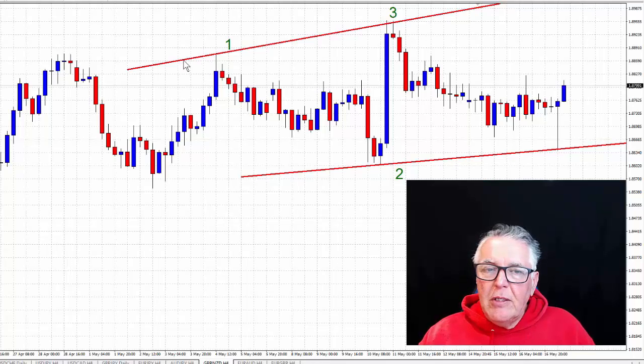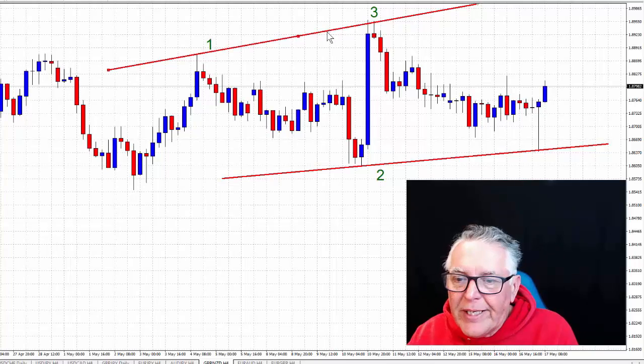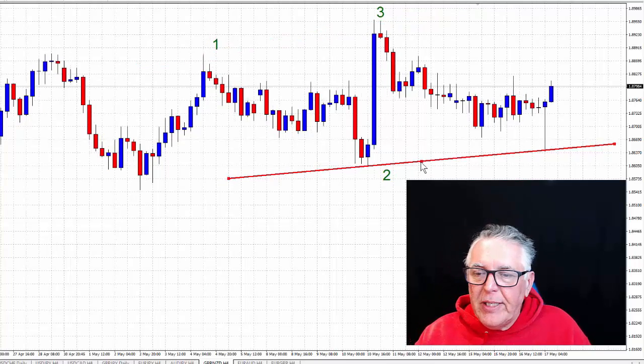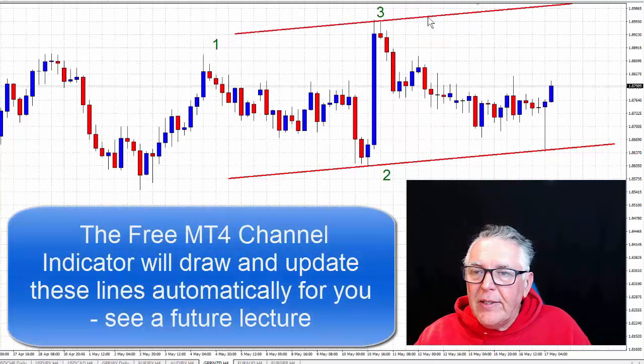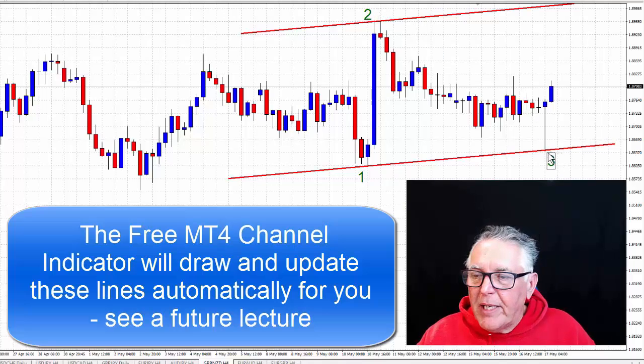I'm doing this quite on purpose because, as I say, a lot of traders forget to update their trend lines, their channel lines, and then they start trading very historical channels. And again, we change the numbers. That becomes number 1, that becomes number 2, and then this spike here becomes number 3.